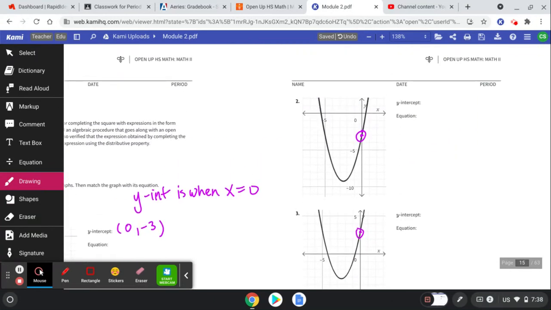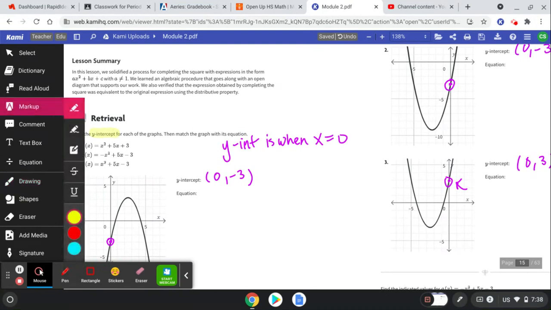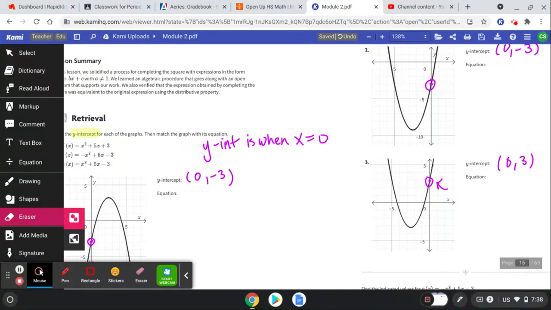This y-intercept is also at 0, -3. And this y-intercept is at 0, +3. You see it right there? So check this out. Over here we have a +3, a -3, and a -3. So we're just trying to match which one goes with which. So for sure, the one that has the +3 is this guy over here.